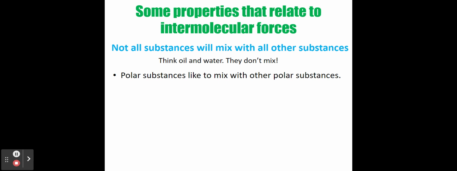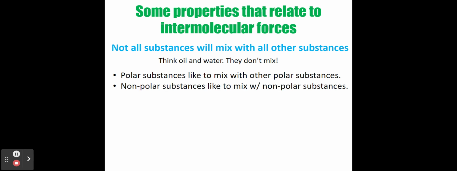Polar substances like to mix with other polar substances. So there's a likeness there. If you have one polar substance, it's going to mix with another polar substance. If you have non-polar substances, they're going to like to mix. So a non-polar substance is going to mix with another non-polar substance. So they're like each other.